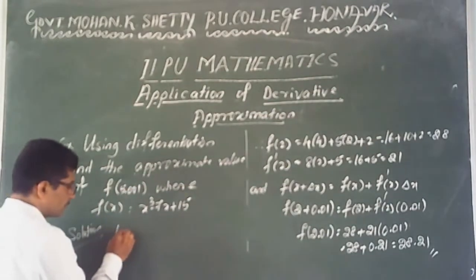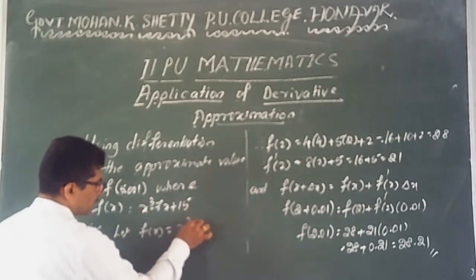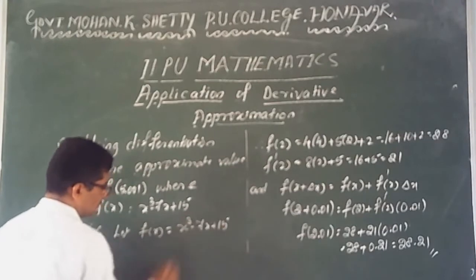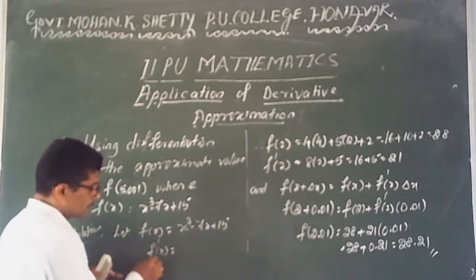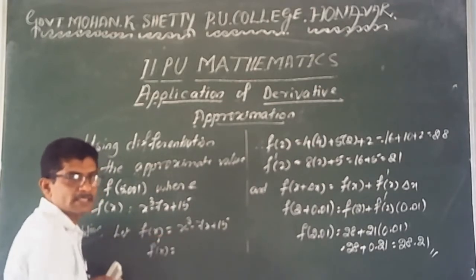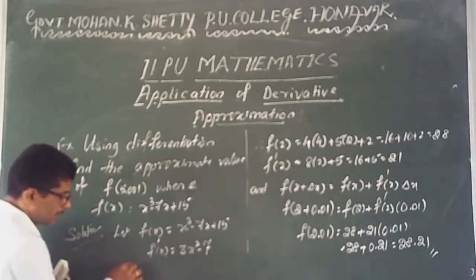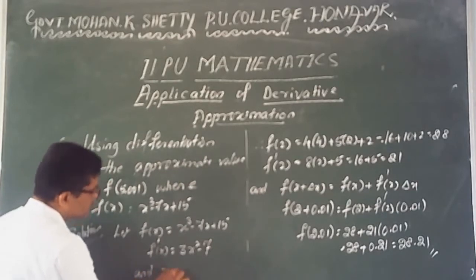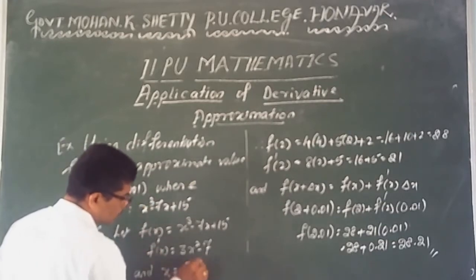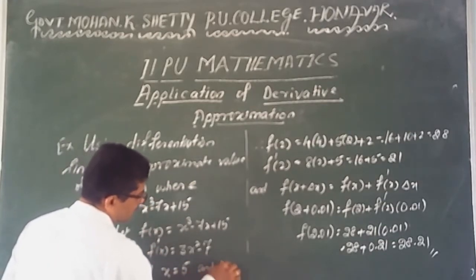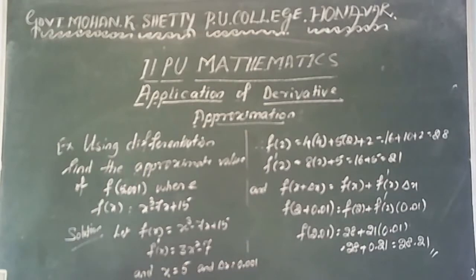Here also the given function is f of x. It is a polynomial function, x cube minus 7x plus 15. This function is a polynomial, therefore it is continuous and differentiable. Then find the derivative of f of x, f dash x. Its value is 3x square minus 7. Now for the value 5.001, take x equal to 5, and the change in x from 5 to 5.001 gives delta x equal to 0.001.